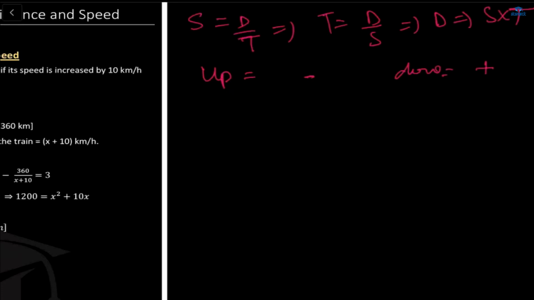So when you are going upstream, it means you are moving in the opposite direction, so you need to subtract it. And downstream, when you are going with the flow, you are going to add the speed, because at that time the stream is also going in that direction and your boat is also moving, so you are going to go faster. So there we are going to add the speed. Remember this thing. Now let's see the question.